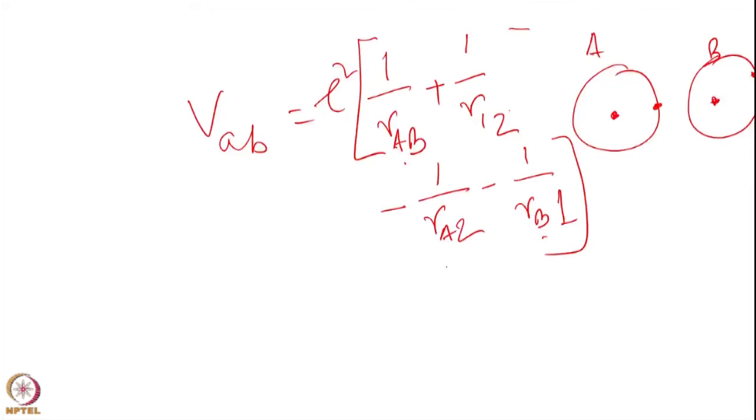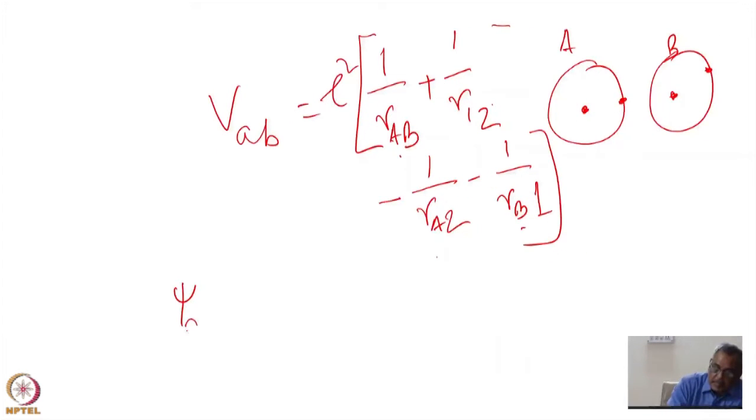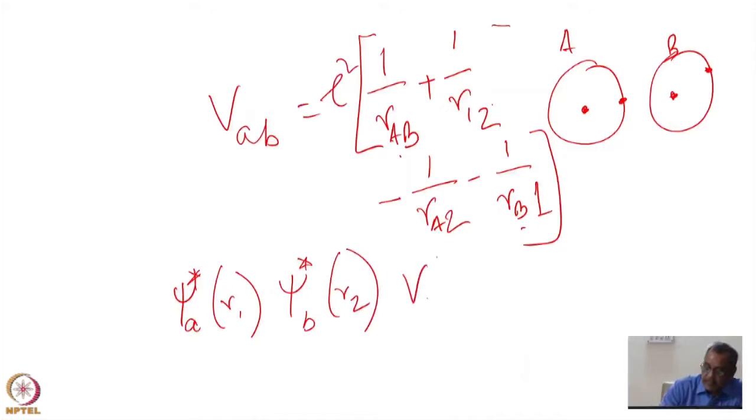So please note that electron 1 is there. Then I have V_AB, then we have exchange.